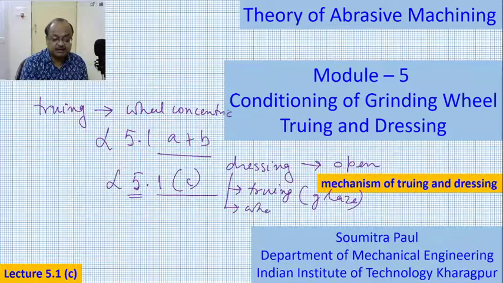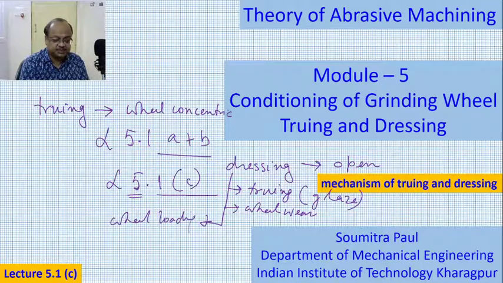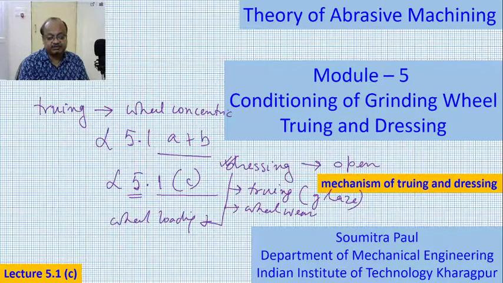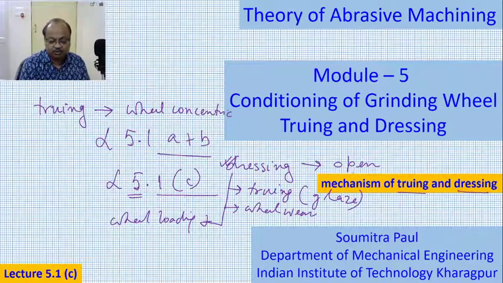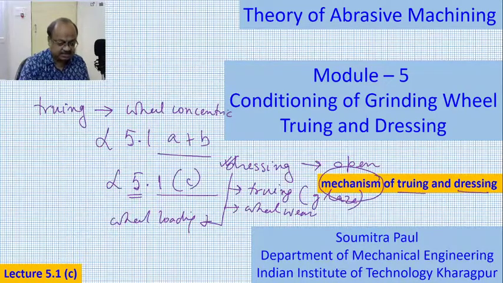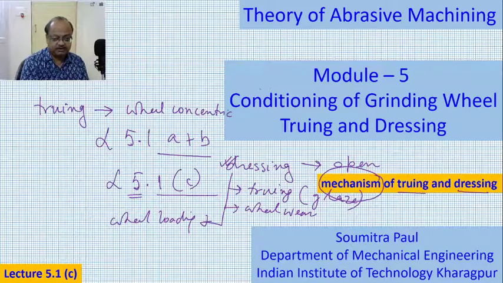After wheel wear, the grits once again lose their cutting ability because they wear out. And after wheel loading, which we have not explained as yet, to open up the wheel, dressing has to be done. But during the truing and dressing process, what is the mechanism that we have not discussed thus far? So let us discuss that, and that would be our concluding lecture for module number 5, which is conditioning of grinding wheel, truing and dressing.